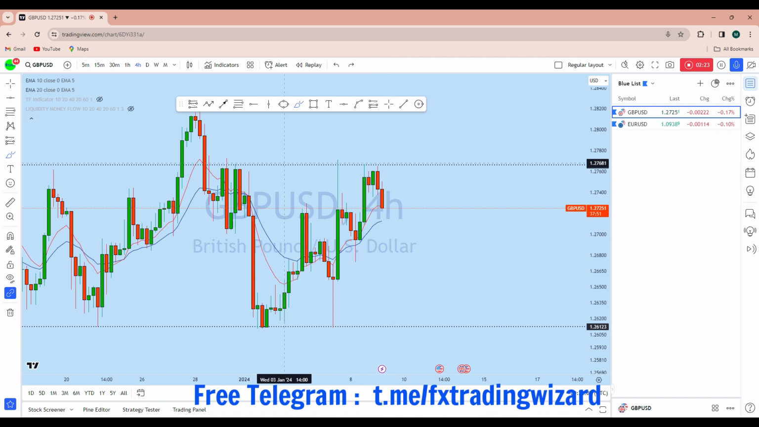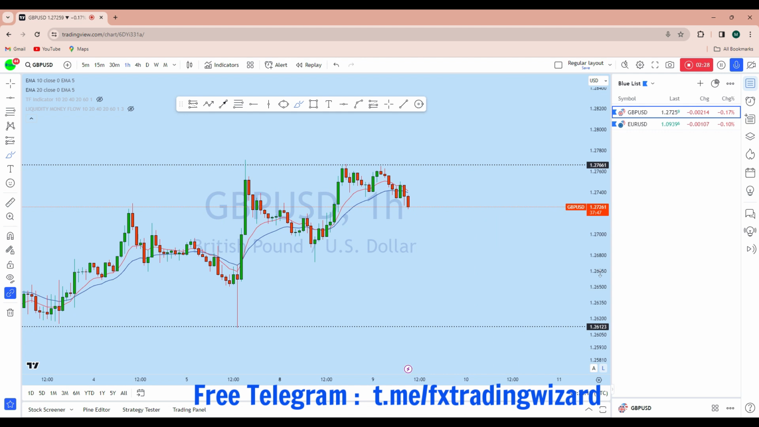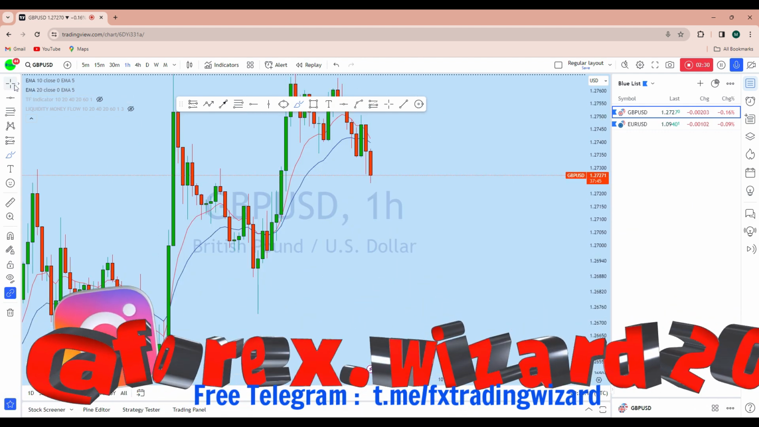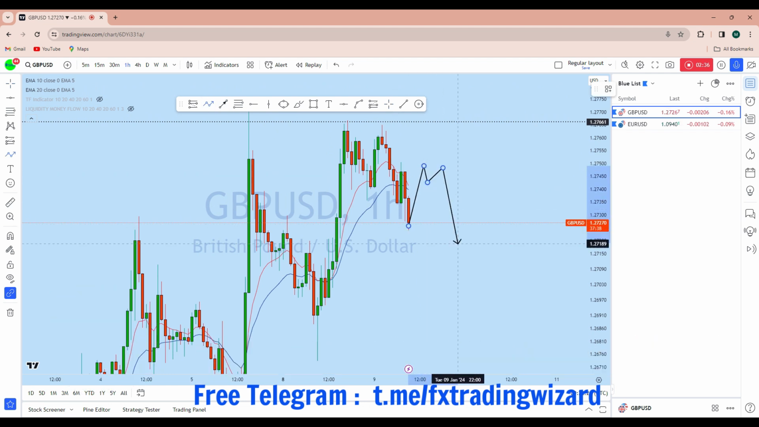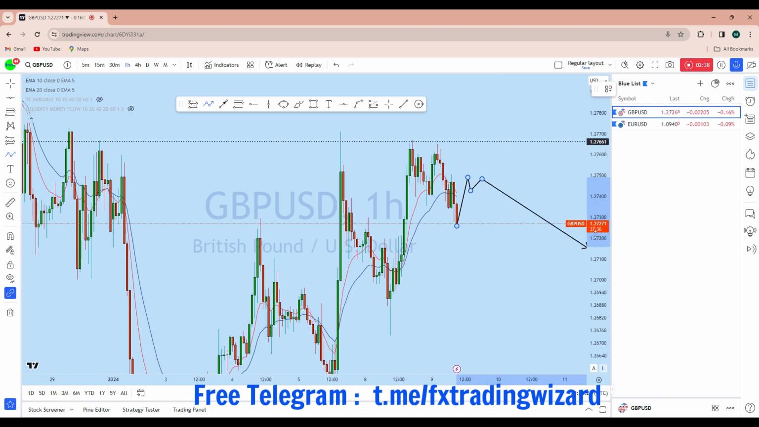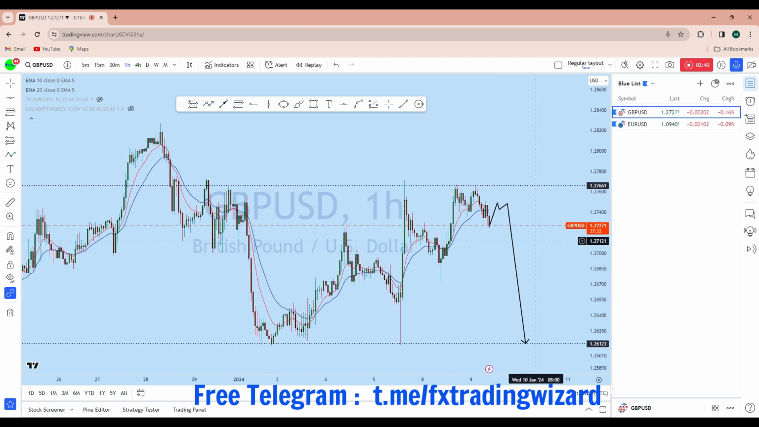So here we can expect on GBPUSD to give us a potential bearish setup. Now this is where I will be waiting for a retest of this level. Above this zone there is a high liquidity. From the 1 hour perspective we will look for going short on GBPUSD with a high probability trade setup.